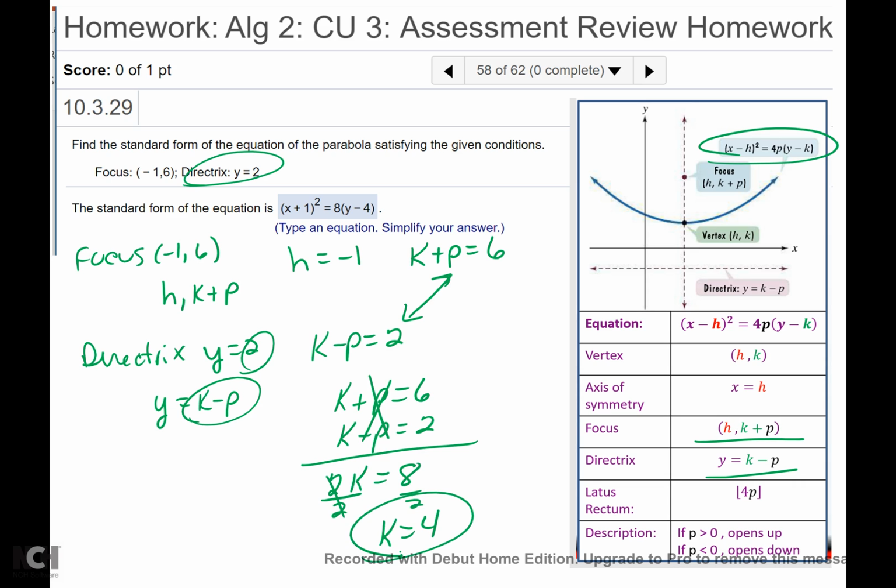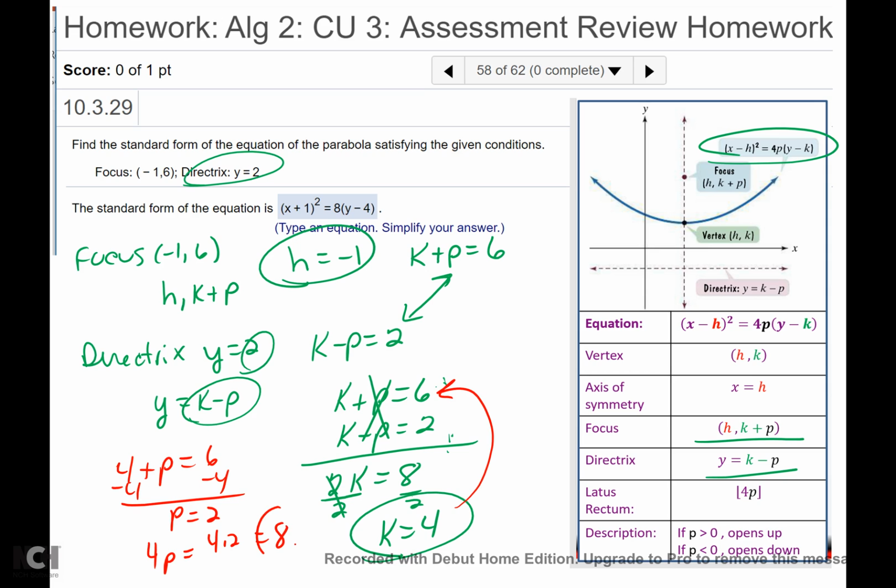Okay, so now I know my k, I know my h, and I've got to find my p. Now that I know k, I can substitute it into either one of these original equations and find p. So if I go up here, I'm going to do 4 plus p equals 6, minus 4, p equals 2, which means 4p equals 4 times 2, which equals 8.